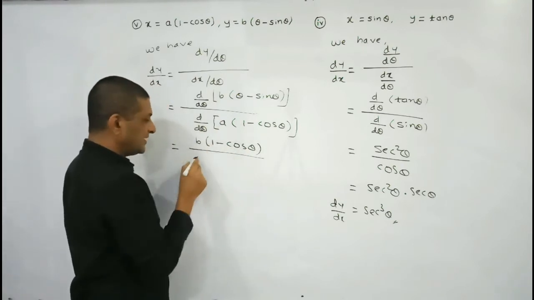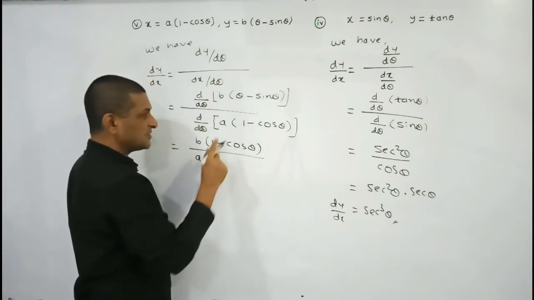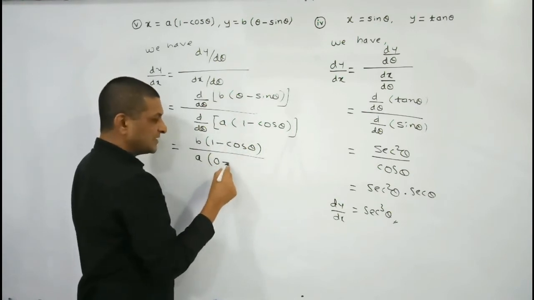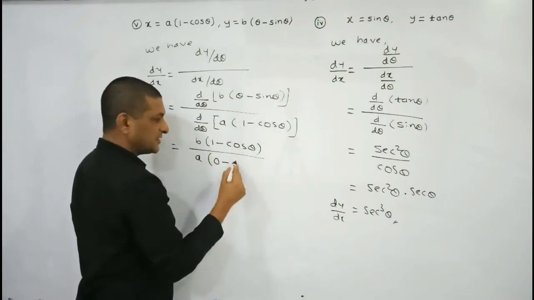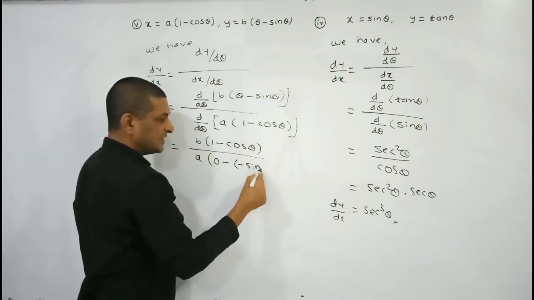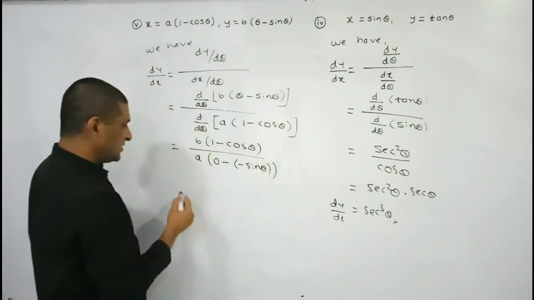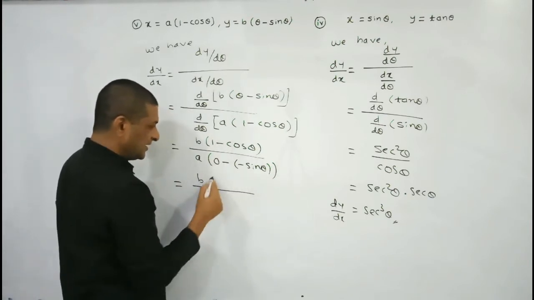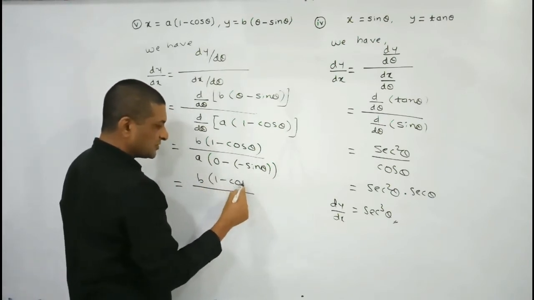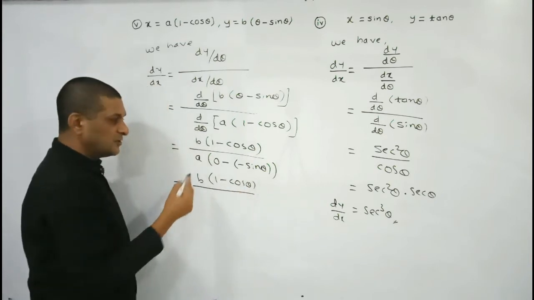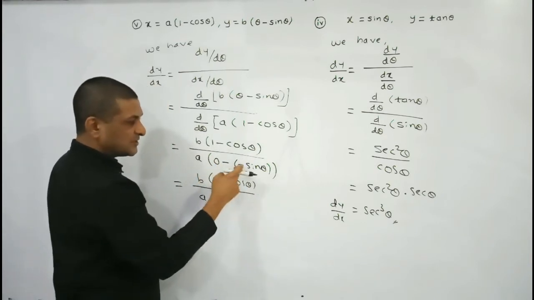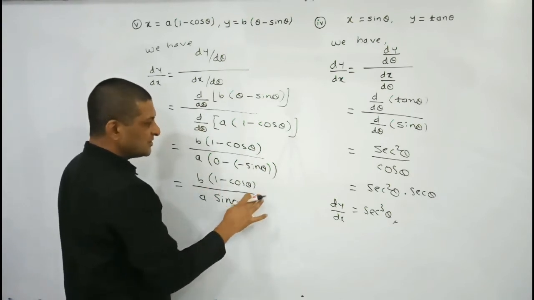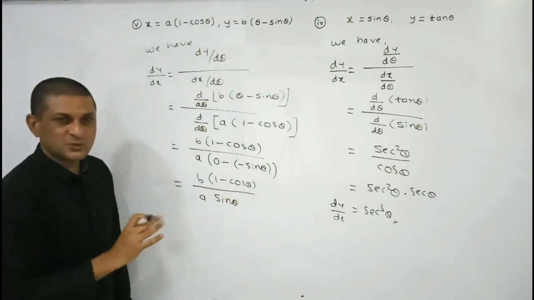In the denominator, A is a constant term, keep it as it is. The derivative of 1 is 0, minus, keep it as it is. The derivative of cos theta will be minus sin theta, isn't it? So which is equal to, in the numerator B, keep it as it is, into 1 minus cos theta also as it is, and in the denominator A, keep it as it is. Minus into minus will become plus, plus sin theta. So differentiation is already completed, the remaining part is just to simplify it.